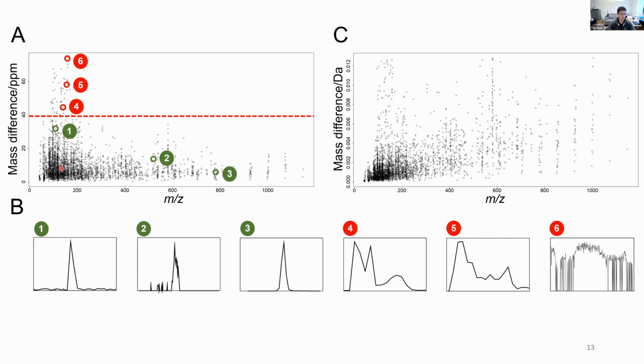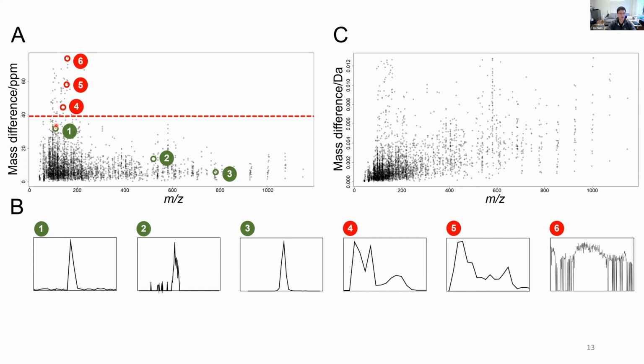For the features that have their ZOI mass difference below the cutoff here, they usually have a relatively good peak shape. And the ones above the threshold have really bad peak shape. So from this result, we can use this mass difference distribution to find a cutoff and use that cutoff to represent the mass deviation for the peak picking.